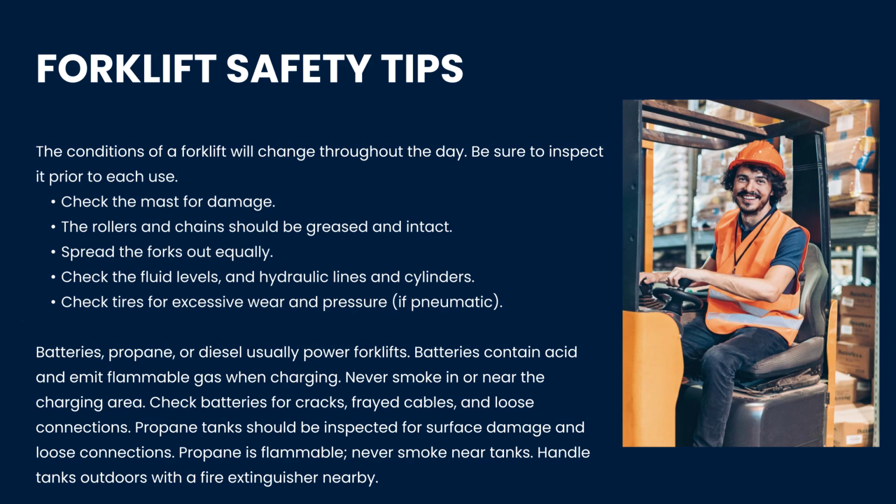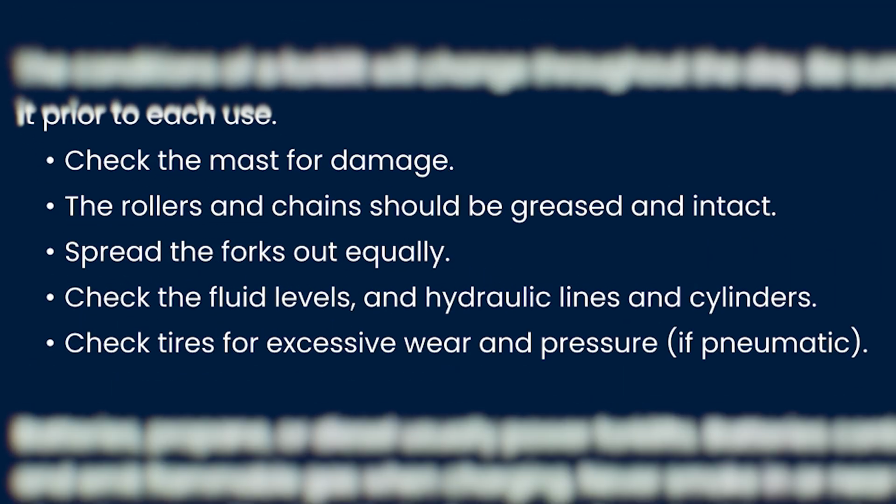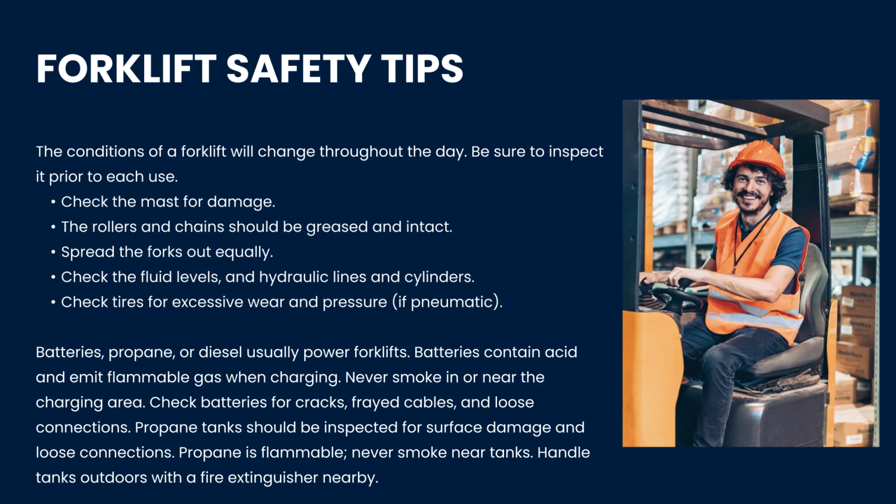A forklift's condition can change throughout the day, so it should be inspected before each use. Check the mast for damage. Make sure rollers and chains are intact and greased. Spread the forks evenly. Inspect fluid levels and hydraulic lines, and check the condition and pressure of the tires if they are pneumatic. Because forklifts may be powered by batteries, propane, or diesel, operators must also inspect batteries for cracks and loose cables, and inspect propane tanks for damage or loose connections, while keeping all ignition sources away.